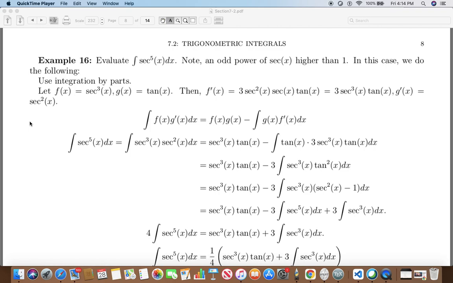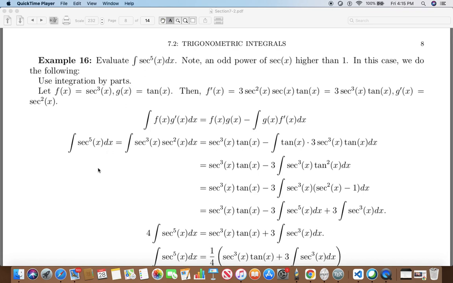Welcome back. Example 16. Evaluate the integral of secant to the power 5 of x dx. Notice this is an odd power of secant, higher than 1. This is a bit different from all the other cases we have seen so far. So here we do the following. Use integration by parts.